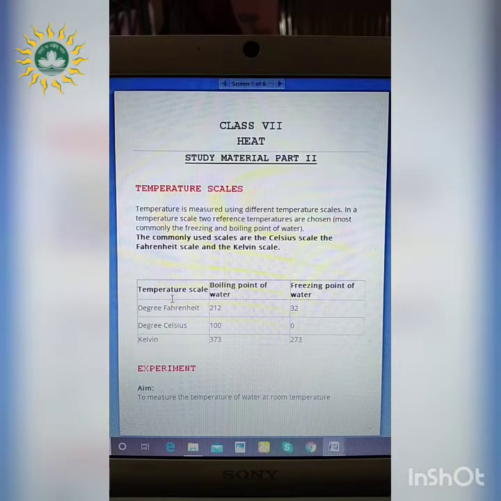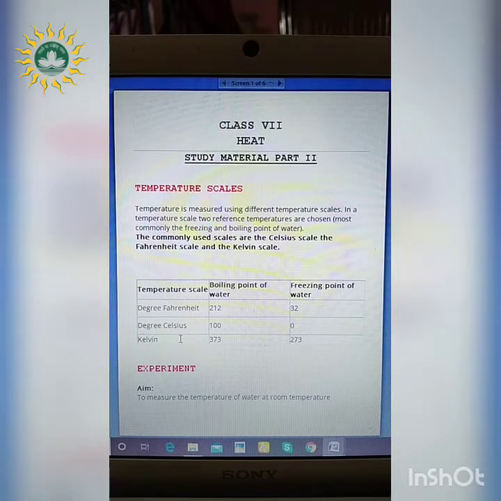So from this we can say that degree Fahrenheit is written as degree capital F, degree Celsius is written as degree capital C, and Kelvin scale is written as capital K. After this, we'll move on to a particular experiment depending on those conditions of temperature. So what is the aim? To measure the temperature of water at room temperature. So how can we measure the temperature of water at room temperature?